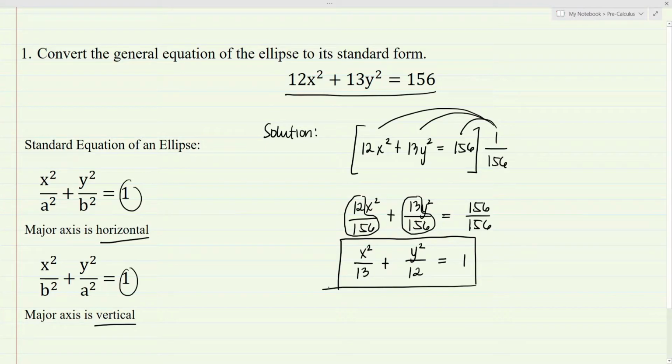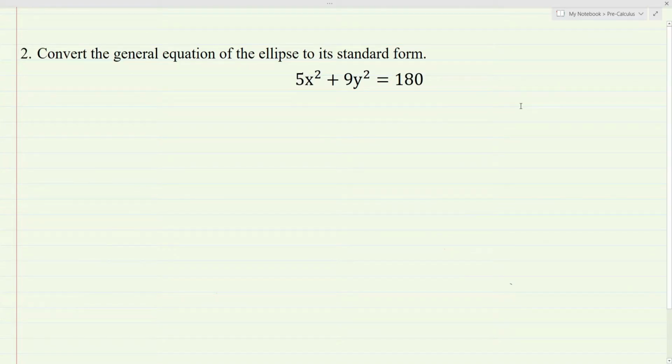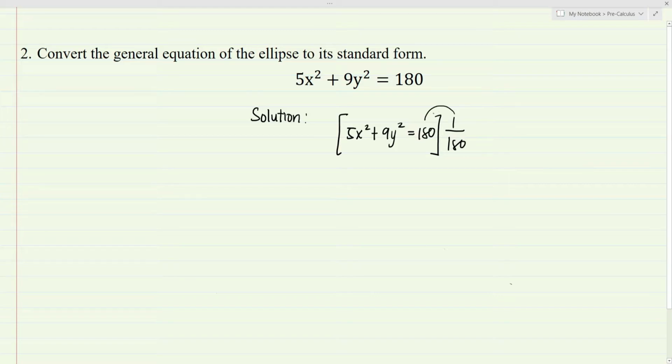Okay, let's solve another problem. We have here the general equation 5x squared plus 9y squared equals 180. Similar to the previous problem, we start by simplifying the right side of the equation. So for the solution, we have here 5x squared plus 9y squared equals 180. We will have to divide both sides by the right side of the equation, which is 180. Again, we will have to distribute this on all terms of the equation.